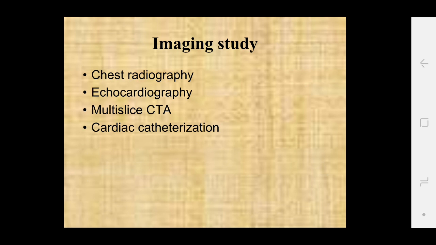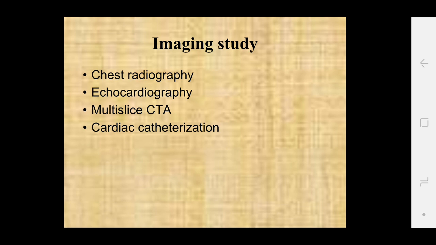Diagnosis of total anomalous pulmonary venous return is usually by imaging study. Chest radiography can give you a clue if there is severe obstruction: there is pulmonary edema, pulmonary congestion, and high pulmonary pressure, but it's difficult to give you an idea about the specific lesion.